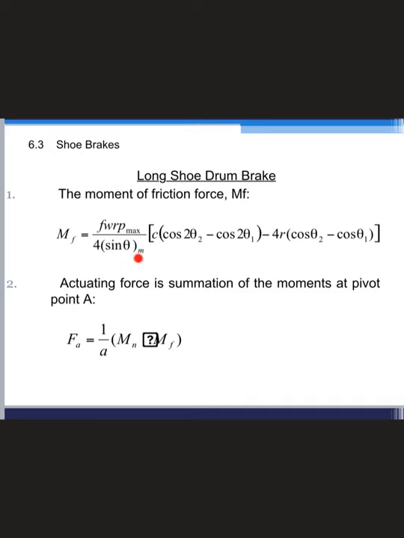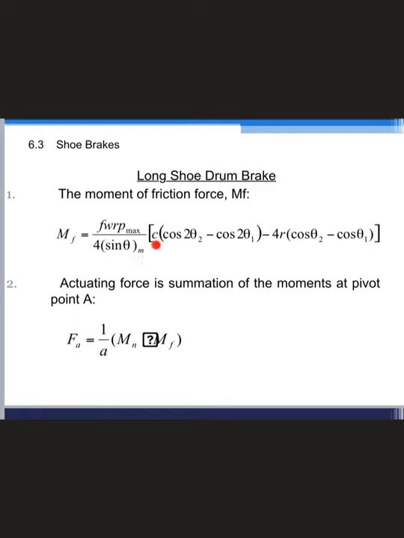Sine theta m is referred to theta 2. If theta 2 is more than 90 degrees, we assume sine theta m is equal to 1. But if theta 2 is less than or the same as 90 degrees, we assume sine theta m as theta 2. And then we have C.